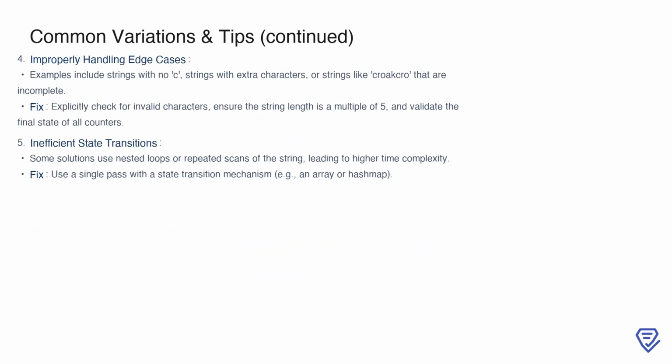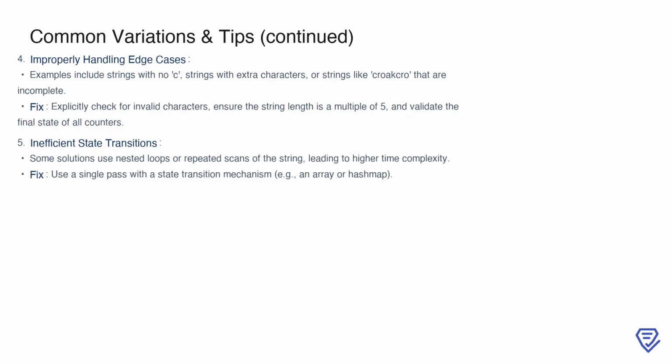Improperly handling edge cases is another area where solutions can fall short. For example, strings without any C, strings that contain extra or invalid characters, or incomplete sequences like crocro may not be handled correctly. To fix this, you need to explicitly check for invalid characters, ensure the string length is a multiple of 5, and confirm that all counters return to 0 at the end of the process.